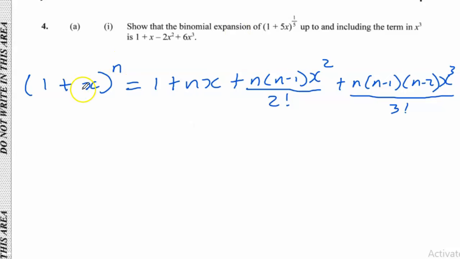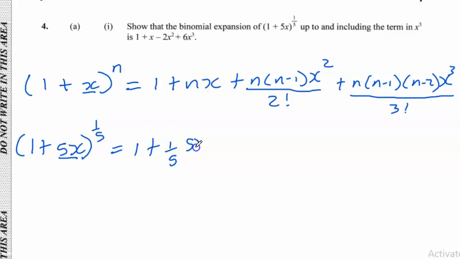So here we're going to replace x with 5x and replace n with 1/5 in the formula. So we are calculating (1 + 5x) to the power of 1/5. So it's 1 plus n, we're replacing n with 1/5, times x, replacing x with 5x, plus, and this will be the third term now, n is 1/5, so 1/5 into 1/5 minus 1, x squared.